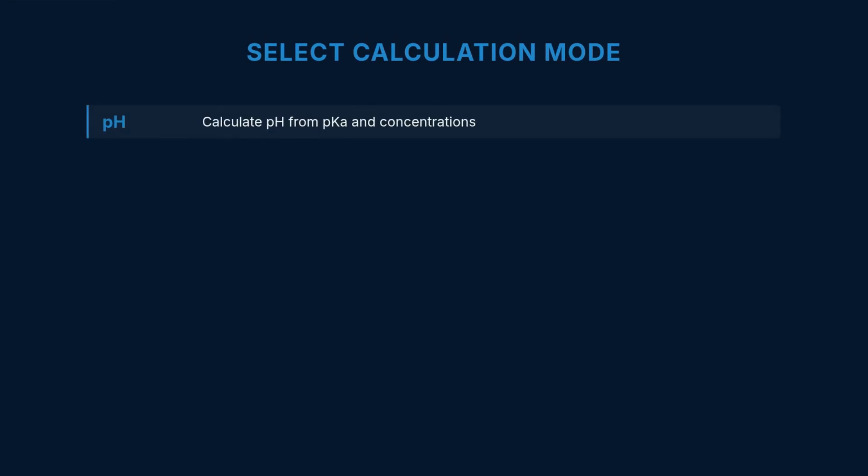This is the Buffer pH Henderson Hasselbalch interactive calculator, which solves buffer chemistry problems using the Henderson Hasselbalch equation. The calculator has a drop-down menu for selecting calculation mode with 6 options.